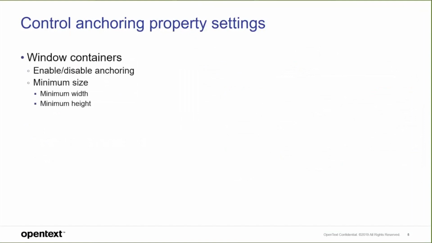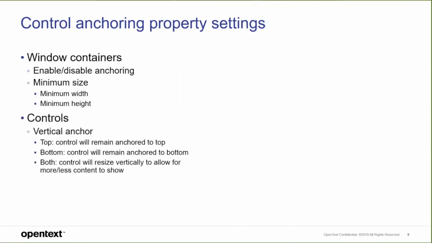For that, we have control anchoring property settings. In the window containers, you can enable or disable anchoring for that window. And you can define a minimum size for width and height, so that a window cannot be reduced in its size smaller than it would make sense.